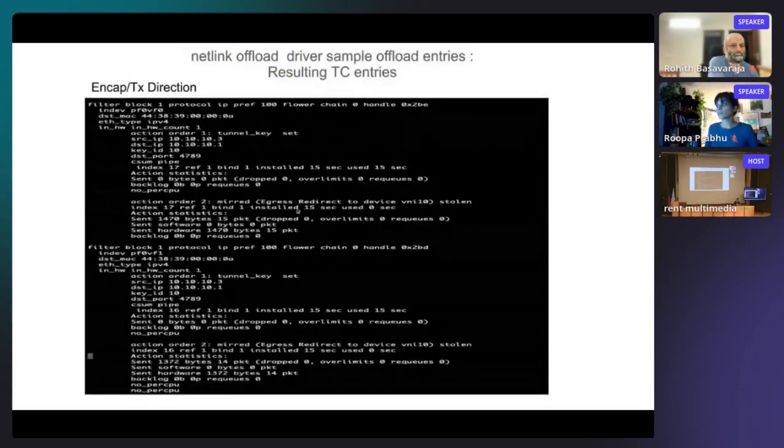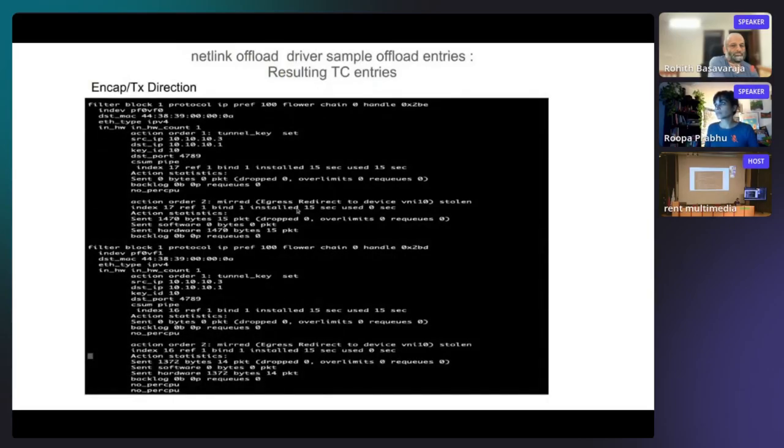So this is how the TC rules look. Here we are matching on the PF0 VF0 interface, the overlay MAC, and also the ether type. There is a flag called in_hw that indicates it has been hardware offloaded. Basically, this entry is programmed in the hardware in the ConnectX.